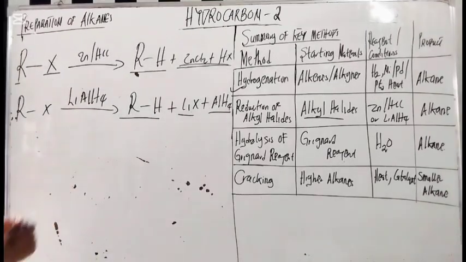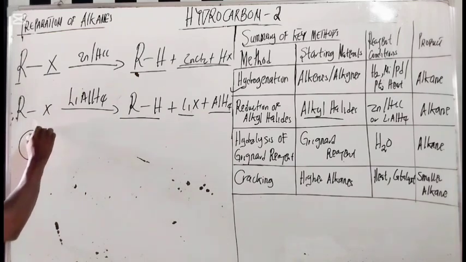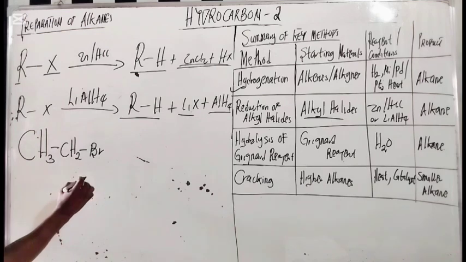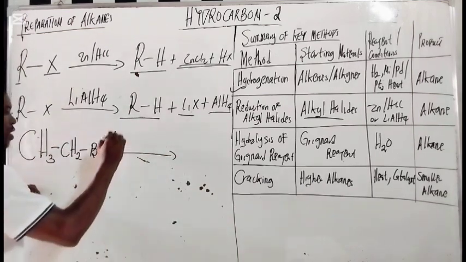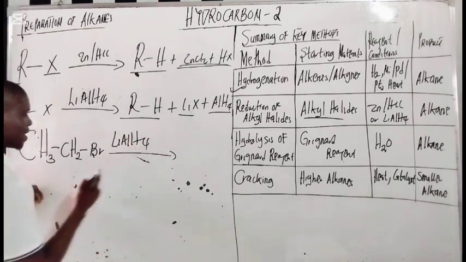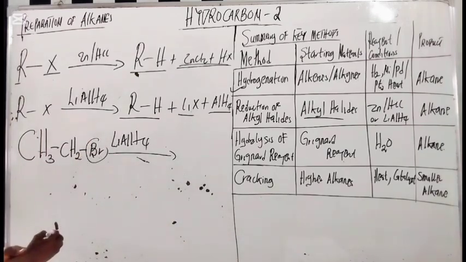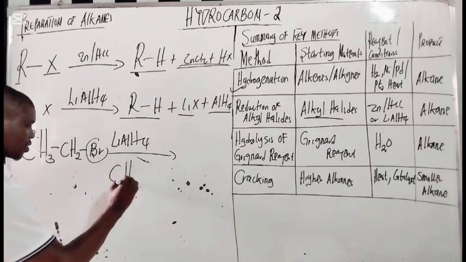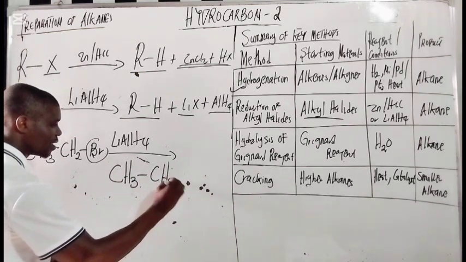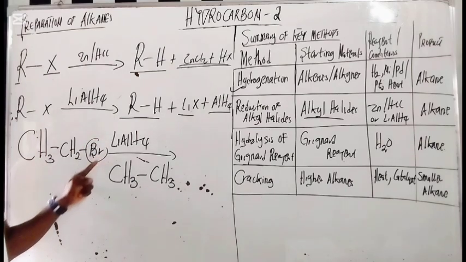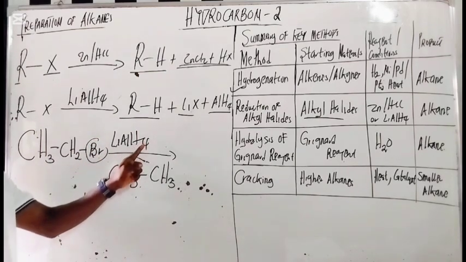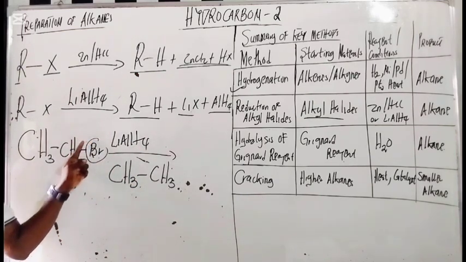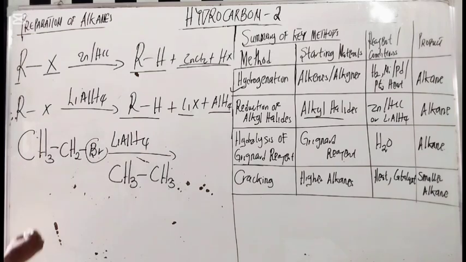Now let's take a good example here. For example, you have CH2Br, right? Now if you react it with lithium aluminium hydride, this bromine will be removed and you introduce hydrogen. If you introduce your hydrogen here, you have CH3. You can see that you have removed this bromine here, and the hydrogen now takes its place to form this other compound.